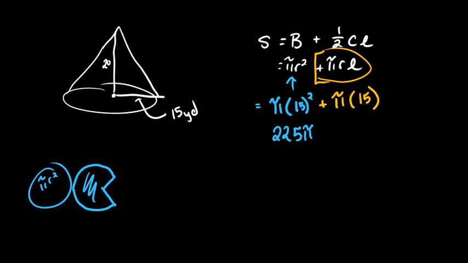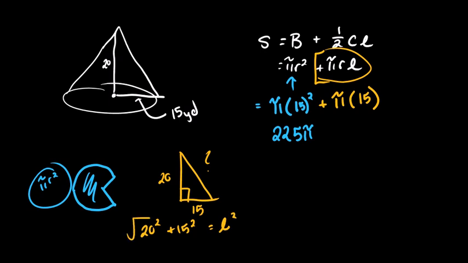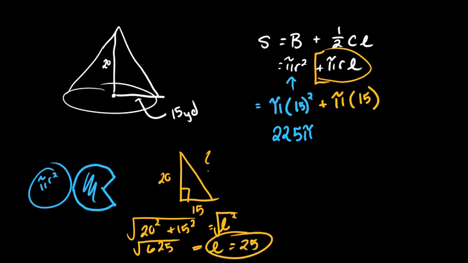It is still 15, but the slant height is a piece that I don't know, so I'm going to draw out my right triangle, and A is 20, B is 15, and I'm trying to figure out C. So A squared, 20 squared, plus 15 squared equals my slant height squared. And so I need to take the square root of that. So it's the square root of 625, which comes out to a nice even number of 25. So my slant height is 25.